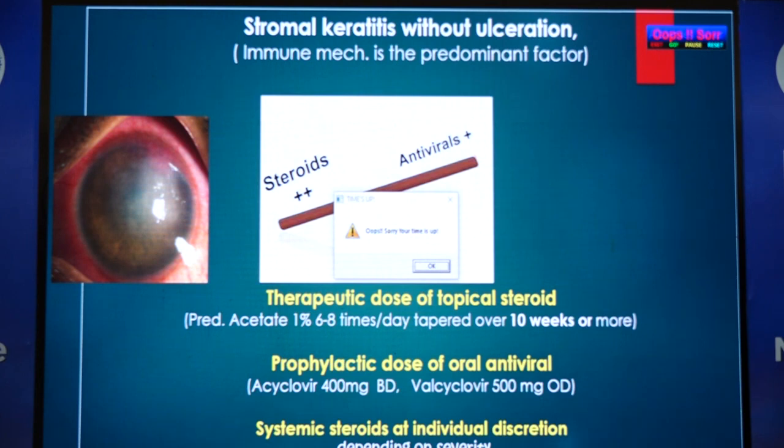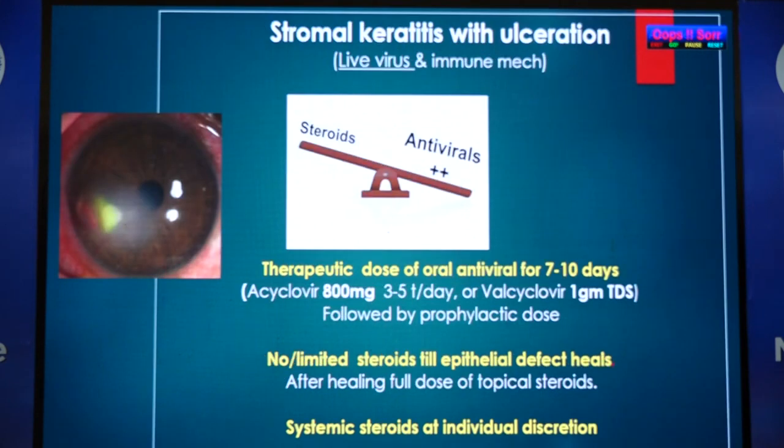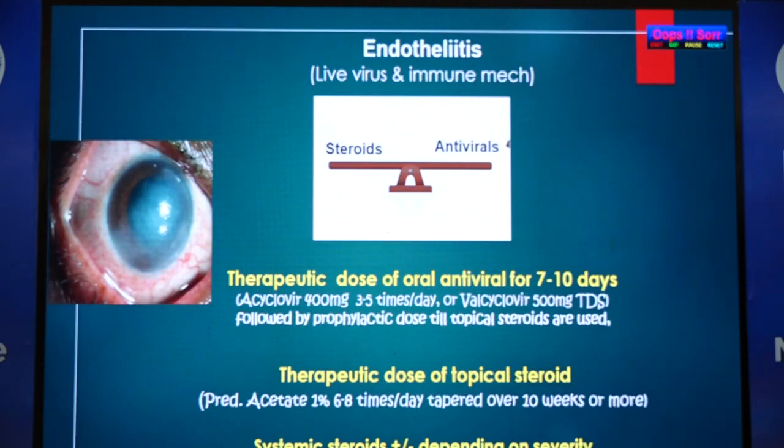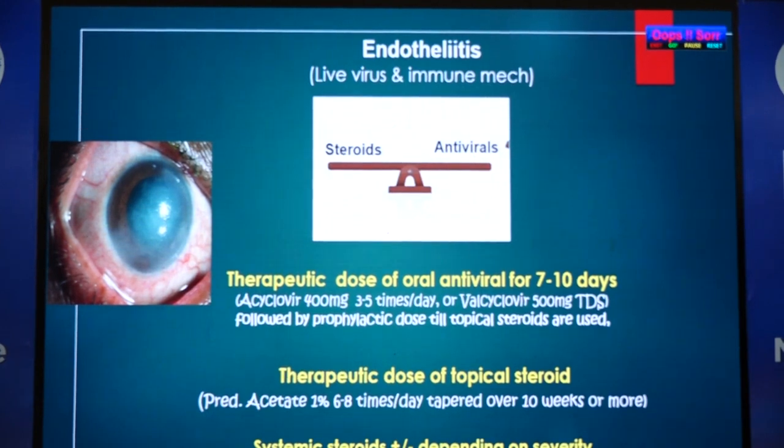So if the stromal inflammation is predominant, one focuses on the steroids more, associated with antivirals in a prophylactic dose. Steroids have to be full dose. On the other hand, if it is stromal keratitis with ulceration, which is due to live virus and immune mechanism, you initially give antivirals more, systemic and therapeutic dose, and steroids are held back a little bit. And later on, as the epithelial defect decreases, you give steroids. And finally, endotheliitis is due to both live and immune mechanism, so it has to be a balance between steroids and antivirals in full doses.